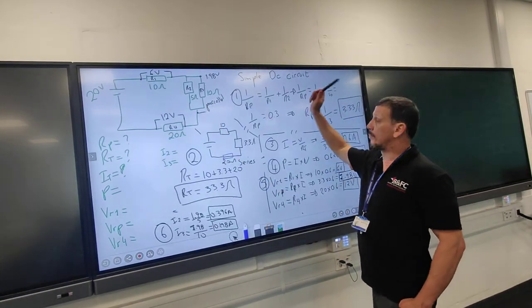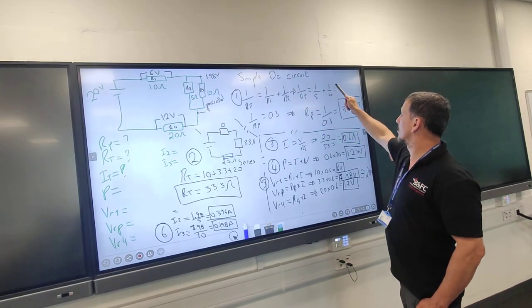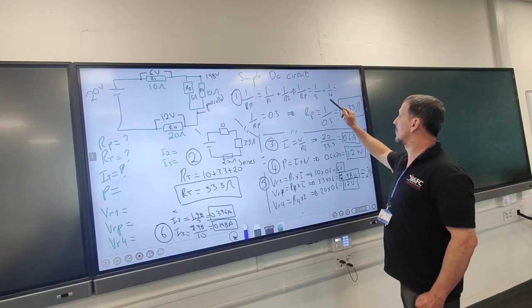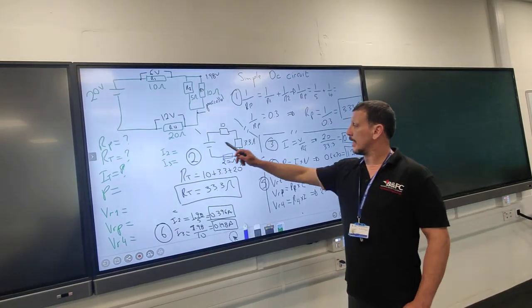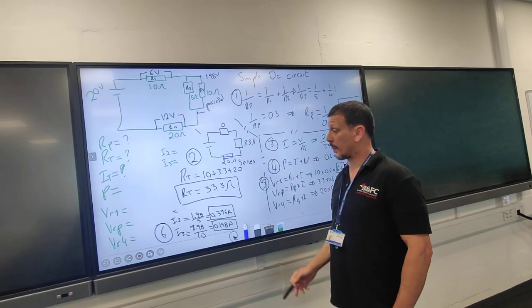So the first thing was to do a parallel with 5 and 10. We do 1 over Rp equals 1 over R1 plus 1 over R2. So that's 1 over 5 plus 1 over 10. Rp now equals the inverse. So Rp equals 1 over 0.3, which equals 3.33. Redraw the circuit. So you got 10, 3.3 and 20.